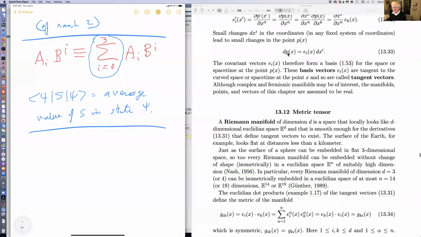What I'm imagining here is that P is a point in our curved spacetime, and I'm imagining that our four-dimensional spacetime is embedded in some higher dimensional spacetime. We can imagine that there are vectors that are orthogonal to each other, in that this is just a higher dimensional Euclidean spacetime, and our curved spacetime lies in that.